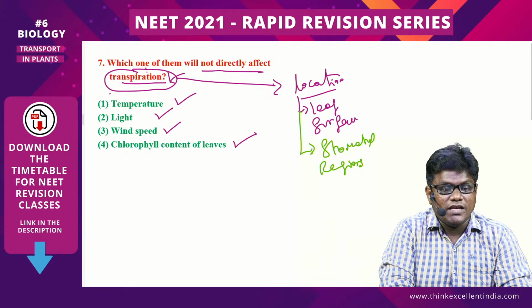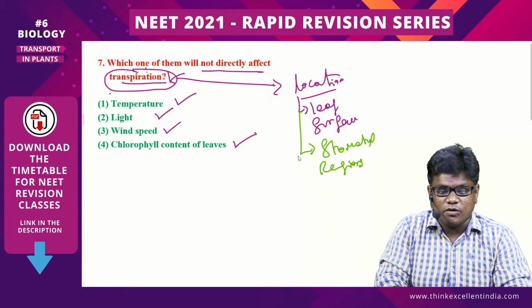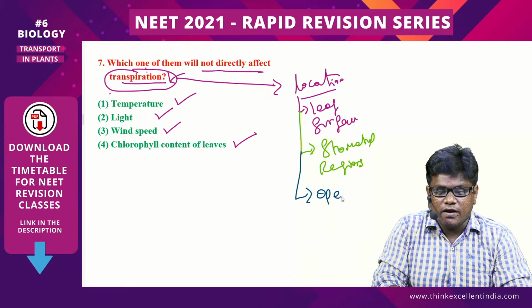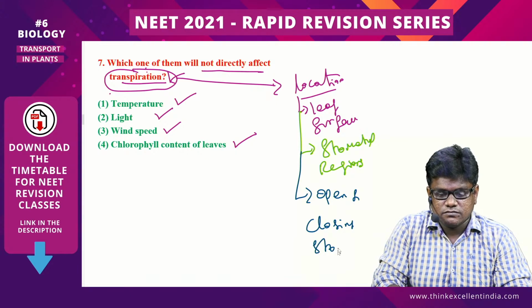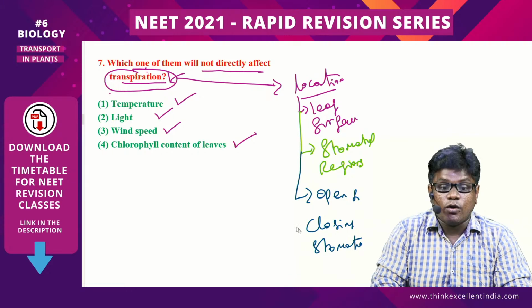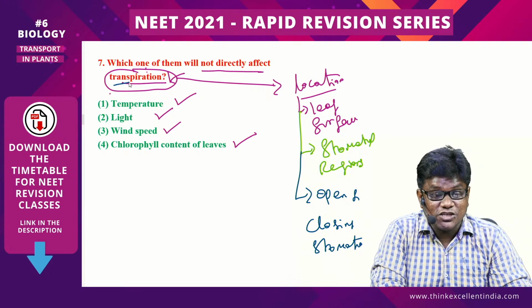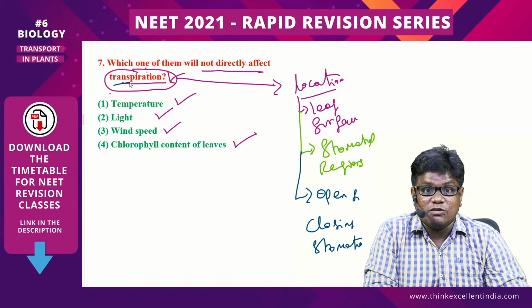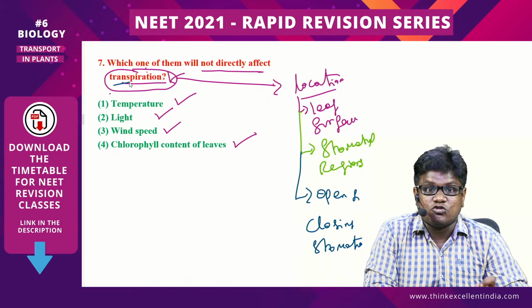Okay, and here you can see how exactly this process takes place, the opening and closing of the stomata. Okay, so transpiration means what? The excess amount of water will be moved out of the plant system through the stomatal pores.